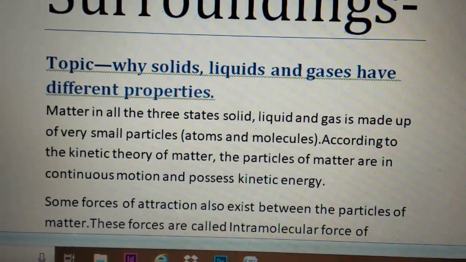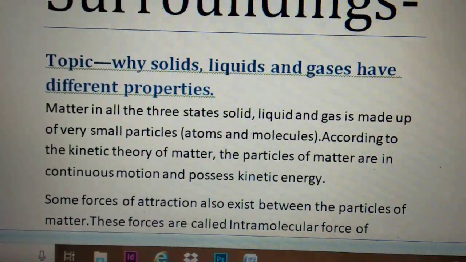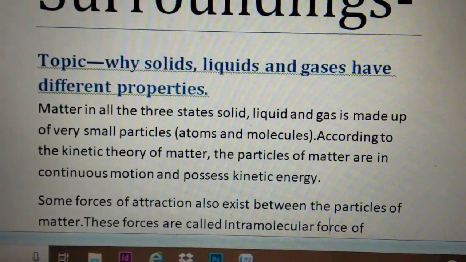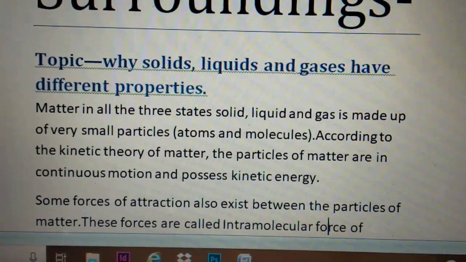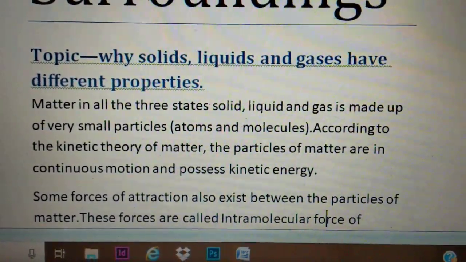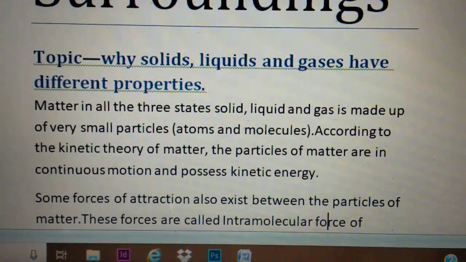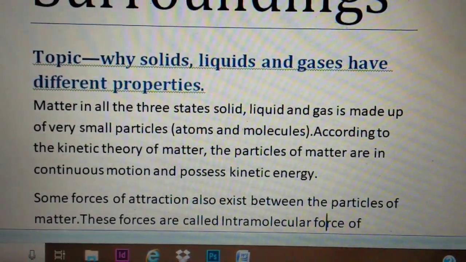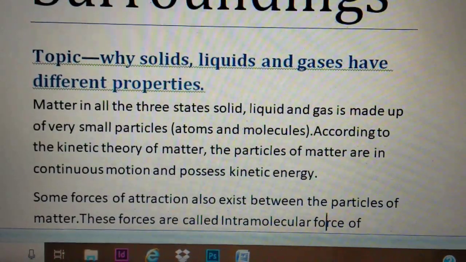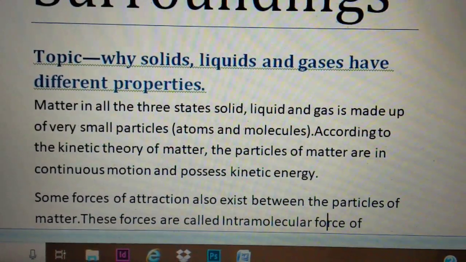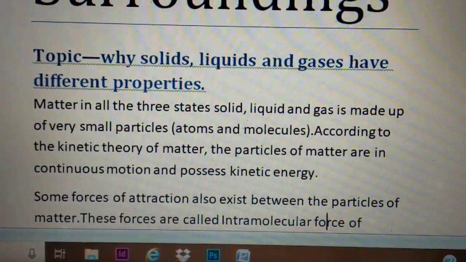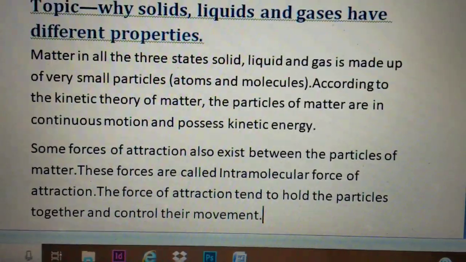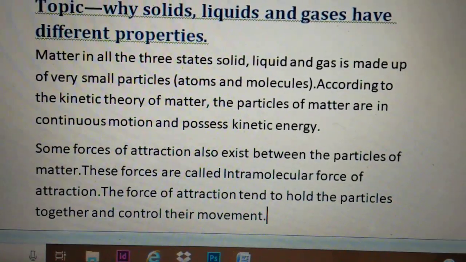So we know that matter exists in all three states, and what are those? Those are solid, liquid and gases. And we know that all these matters are made up of very small particles which are known as atoms and molecules. Now according to the kinetic theory of matter, the particles of matter are in continuous motion. That means they possess kinetic energy. Whenever something is in motion, it possesses kinetic energy.